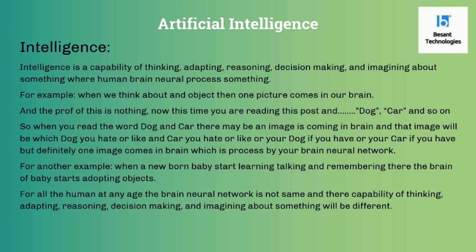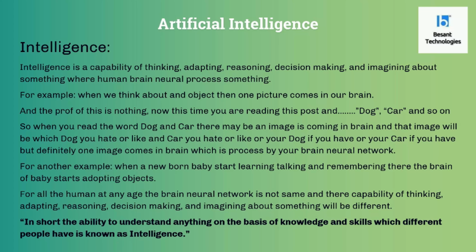For all humans, at any age, the brain neural network is not the same. That's why their capability of thinking, adapting, reasoning, decision making, and imagining will be different. The same way, I gave the example of handwriting: definitely, handwriting is different from person to person. So, in short, the definition of intelligence is the ability to understand anything on the basis of knowledge and skills, which differ from people to people.